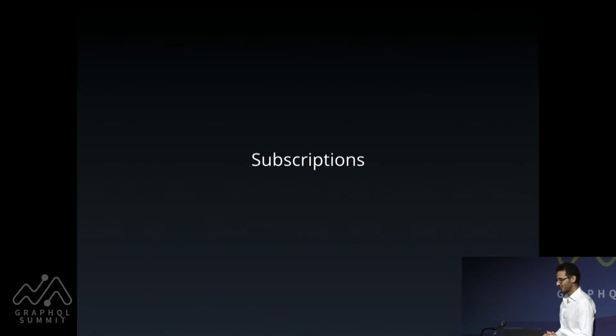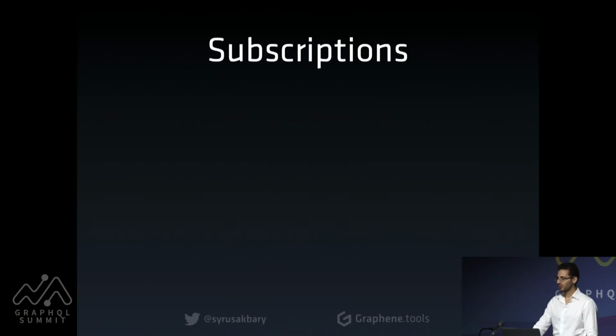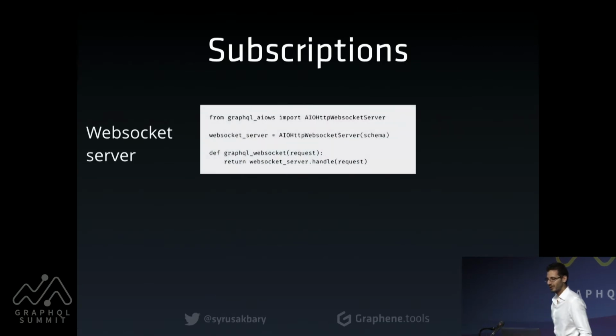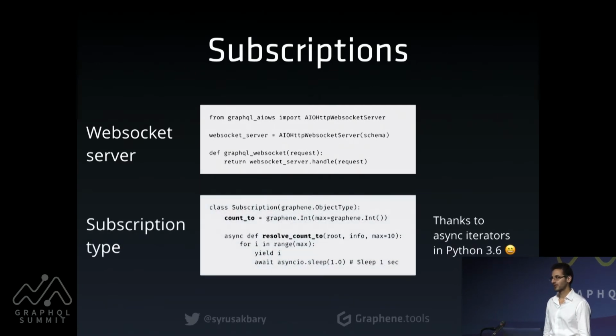Cool. So let's go into subscriptions, which is one of the most challenging things that I did in Graphene. If we want to start a subscription server, first, of course, we will need to plug in a WebSocket GraphQL server. We can see that with only 3 lines of code, we can have it running in Python, actually in Python 3.6. And then we'll need to create a subscription type.